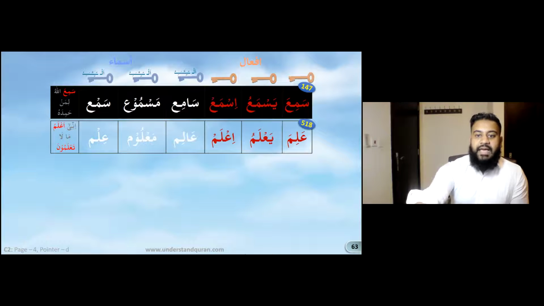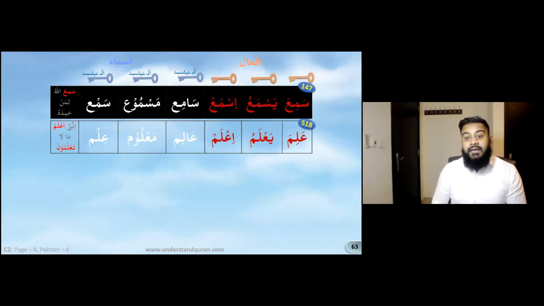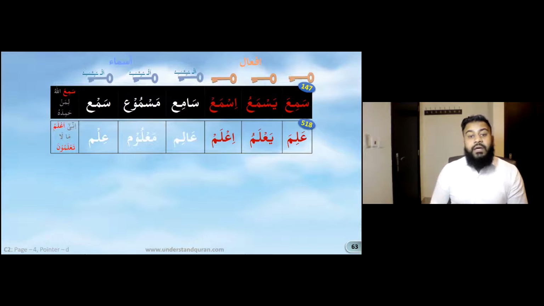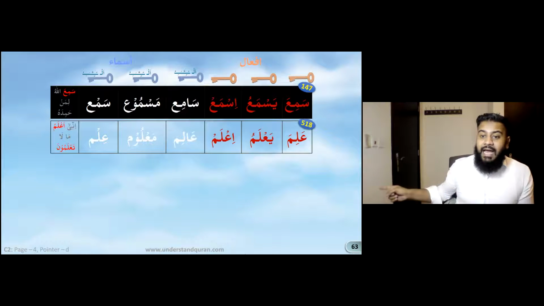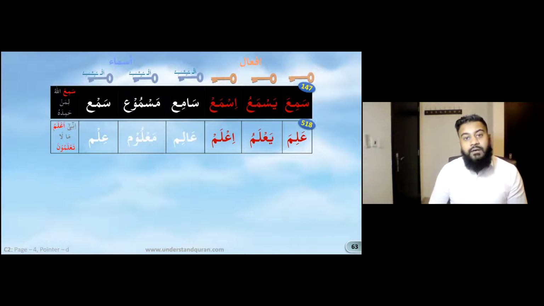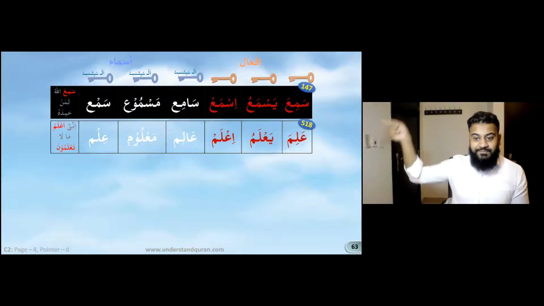The next example that we have here is Alima, which means he knew. Remember, we just went over Alim, the all-knowing, and here we have Alima, he knew. The examples of the verbs are Alima, Ya'lamu, I'lam. Alima, Ya'lamu, Ilam.